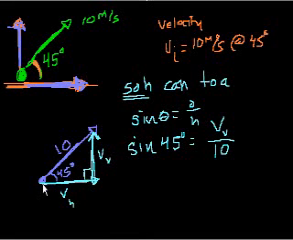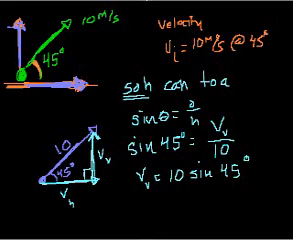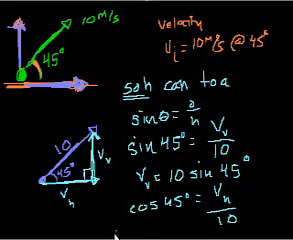And what's my horizontal velocity? If I were to solve for vertical velocity, I get vertical velocity is equal to 10 times the sine of 45 degrees. And then similarly, for my horizontal velocity, this is the adjacent over hypotenuse, so it's cosine. So I could say cosine of 45 degrees is equal to my horizontal velocity over 10. Or my horizontal velocity is equal to 10 times the cosine of 45 degrees. I'm about to run out of time, so I'm going to continue this in the next video.